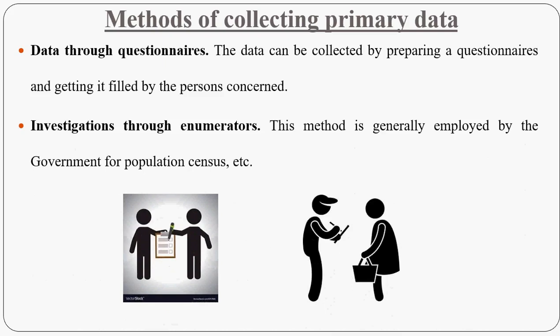The next method is investigations through enumerators. This method is generally employed by government for population census, etc. Enumerators visit the respondents personally with a list of questions, ask them the questions therein, and record the answers from the respondents. This method is generally used by big business houses, large public undertakings, and research institutions. So we are not going directly, we are getting the help from enumerators. Enumerators will be working for government or maybe big business houses, large public undertakings, and research institutions. These people go directly, they find the respondents, collect the data, and send the response back to us. So, this is what we need to understand with regards to investigations through enumerators.